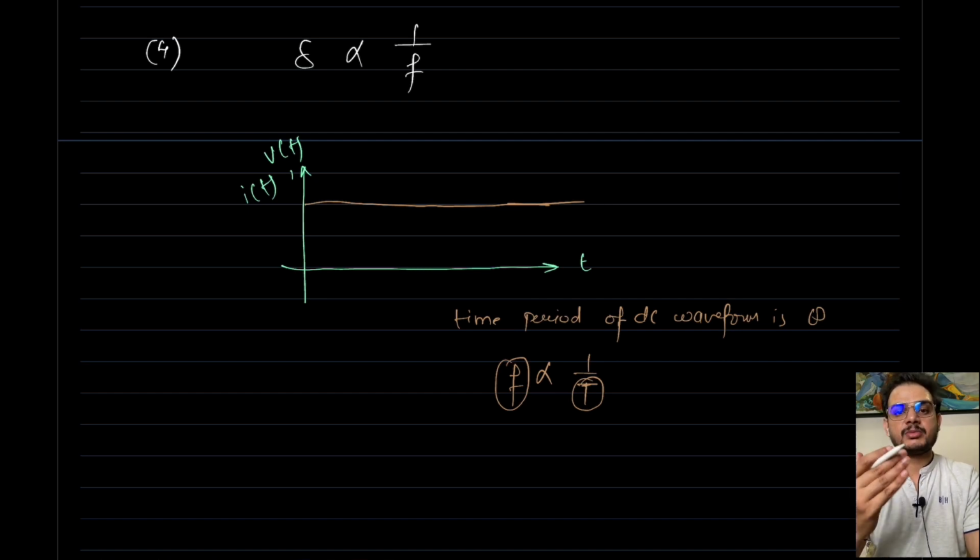Therefore, my current distribution is also non-uniform, because current always chooses the low impedance path, so it gets pushed towards the surface of the conductor, which causes a reduction in effective area for the flow of current, which in turn causes an increase in resistance by a factor of 1.6. That 1.6 is nothing but the skin effect factor. RAC is always more than RDC by 1.6 times. That is because of skin effect.